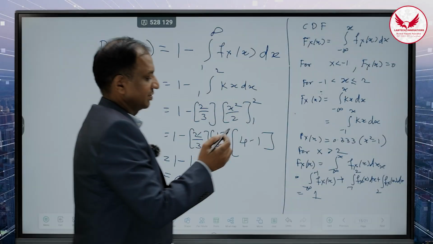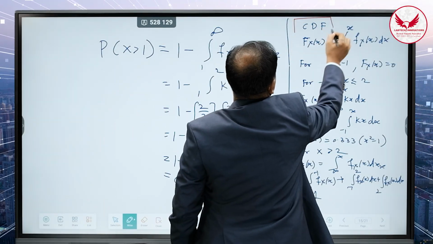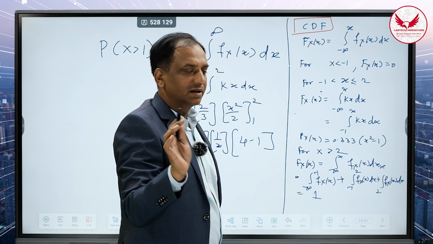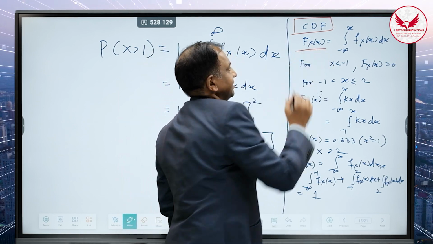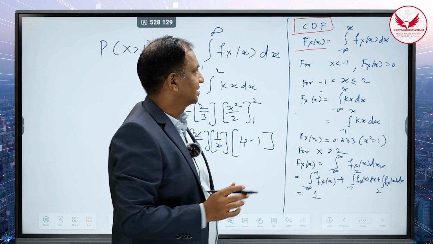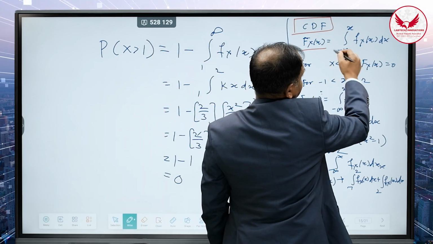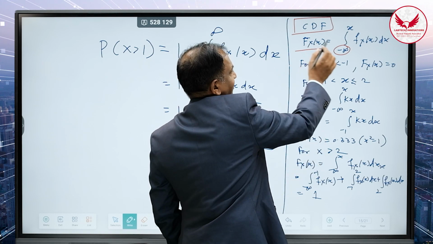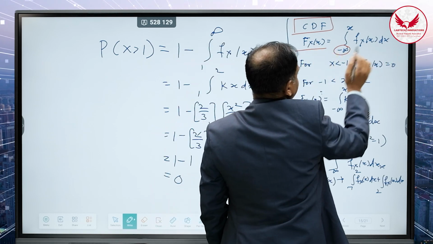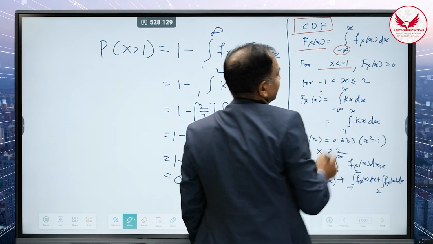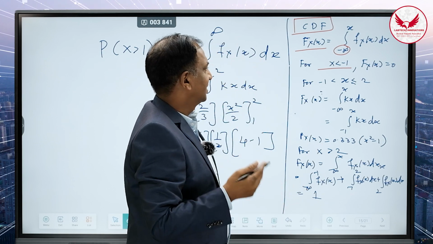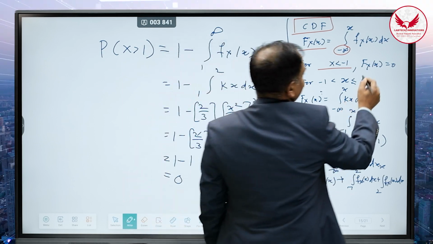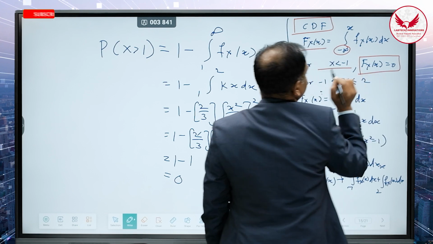They asked you to find out the CDF, that is the cumulative distribution function. We know that the cumulative distribution function is represented by capital Fx(x), which is equal to the integral from minus infinity to x of fx(x) dx. You see the lower limit is minus infinity and the upper limit is whatever the value of x will be. So for x less than -1, the PDF is 0, therefore the CDF will also be 0. That is the first value we have found.